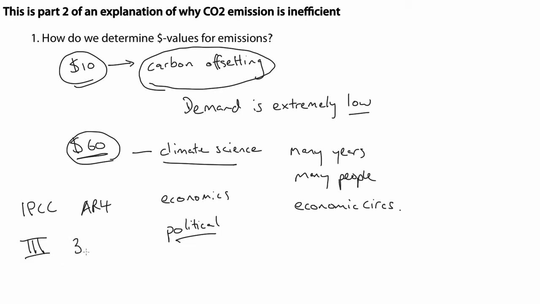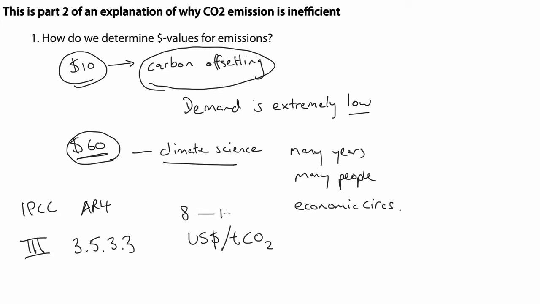And if you look at section 3.5.3.3 of that, they'll give you a figure. They say their estimate of the social cost of carbon, as it's called, that is the cost to society across all people of emitting a ton of carbon dioxide now, is, and they give this figure in US dollars per ton of carbon dioxide. They say, well, we think it's somewhere between $8 and $189.